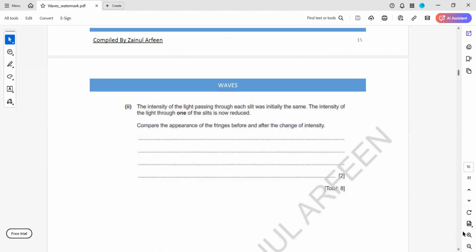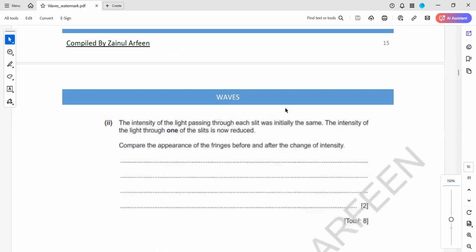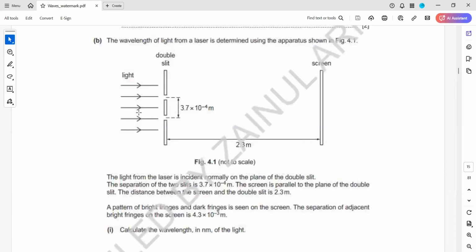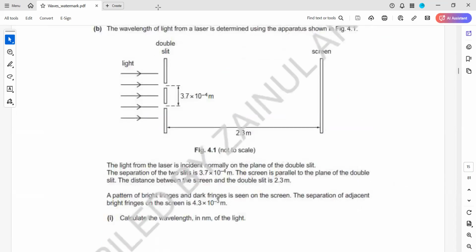The intensity of light passing through each slit was initially the same. The light through one slit is now reduced. Compare the appearance of the fringes before and after the change. We need to know all colors? All colors you have to learn. Look, they mention the intensity of the radiation is the same in the beginning. The wave's intensity is related to amplitude, so the amplitude is the same.